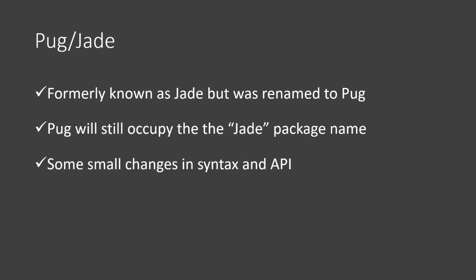Now let's clear things up with the Pug and Jade confusion. So Pug is the current name for what used to be called Jade, and it's one of the most popular template engines for Node, and it's the default when using the Express generator. Alright, now Pug will still occupy the Jade package name, so at this time you can still essentially use Jade. There are some small changes in the syntax and in the API, but as far as I can tell, those are very minor and don't really concern anything that we'll be doing.